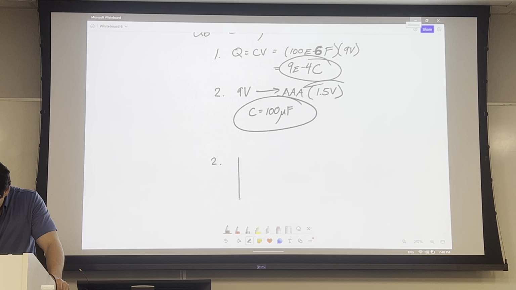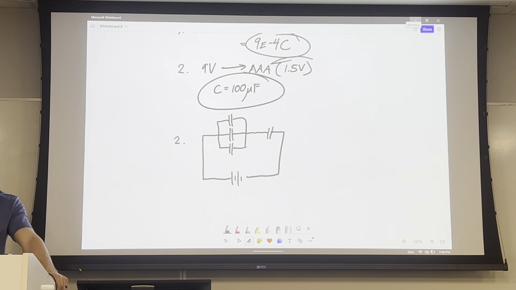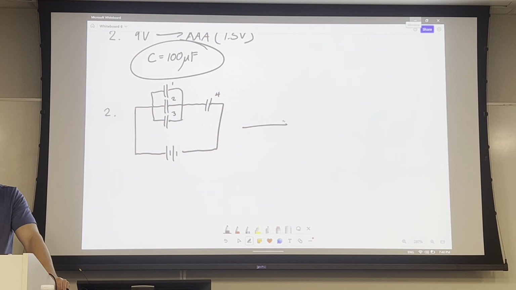Problem 2. I literally copied and pasted this from the problem set. I want to know what the equivalent capacitance would be. First thing to recognize, well, let's just label these 1, 2, 3, and 4 accordingly so we can talk about them. One thing to recognize is that 1, 2, and 3 are parallel.